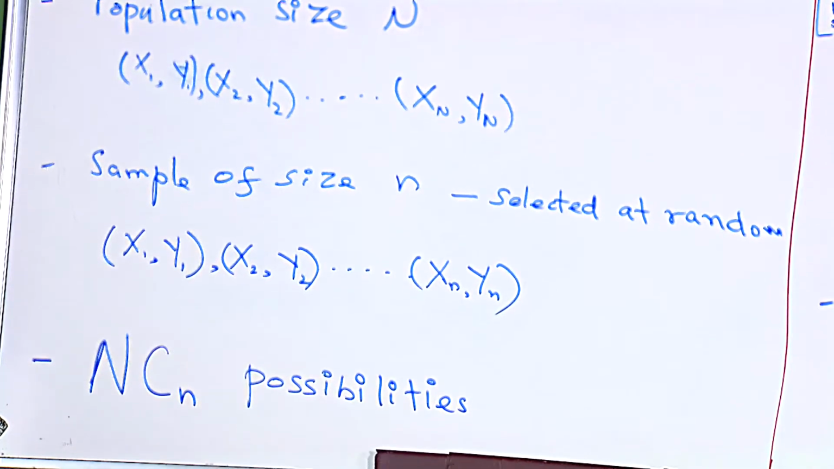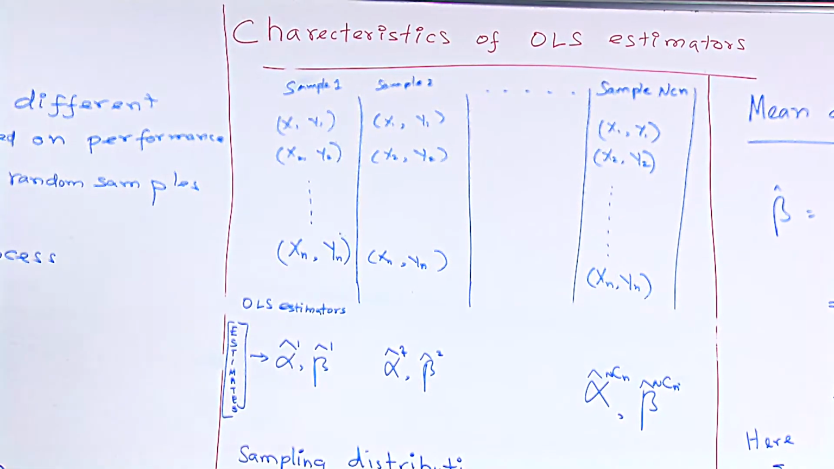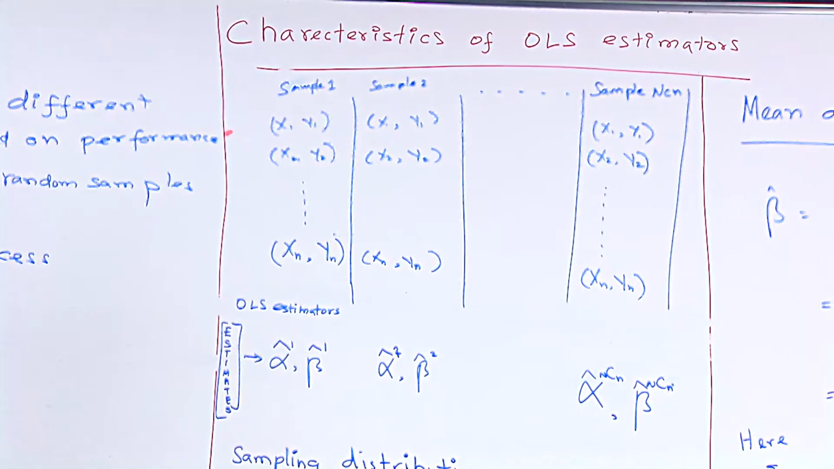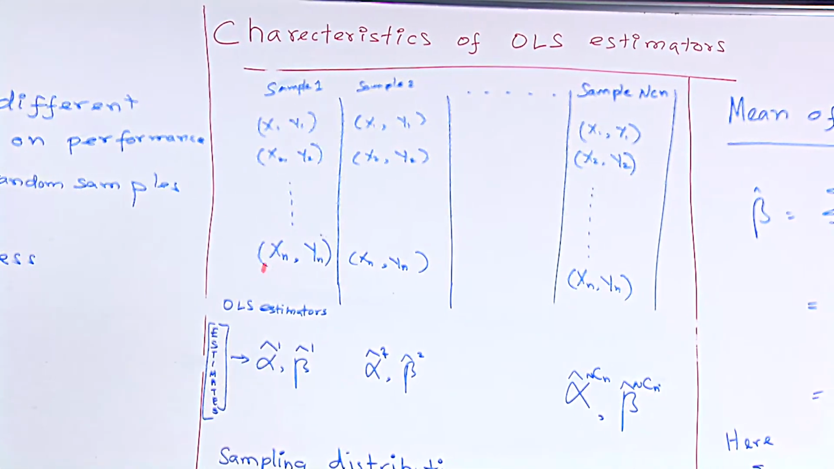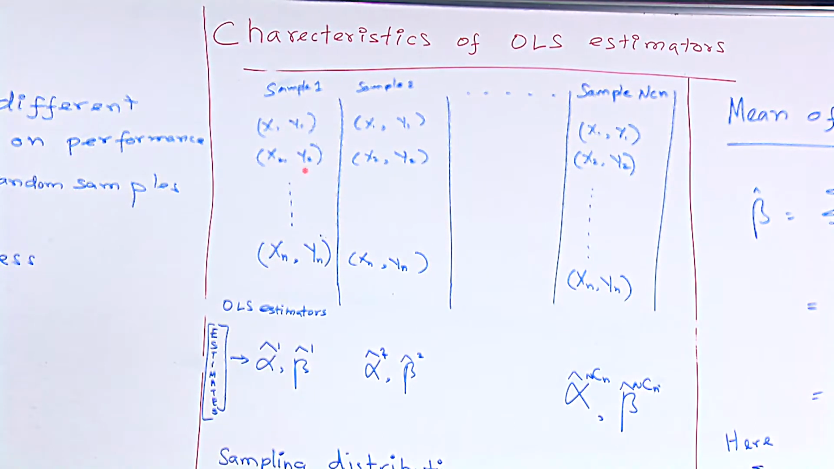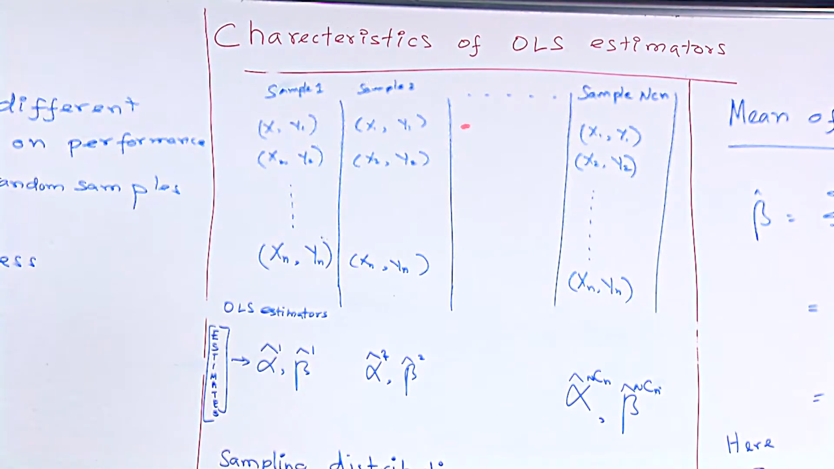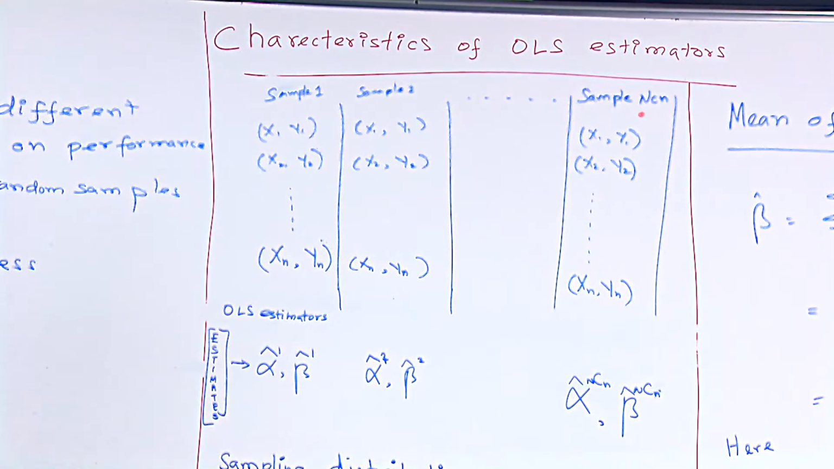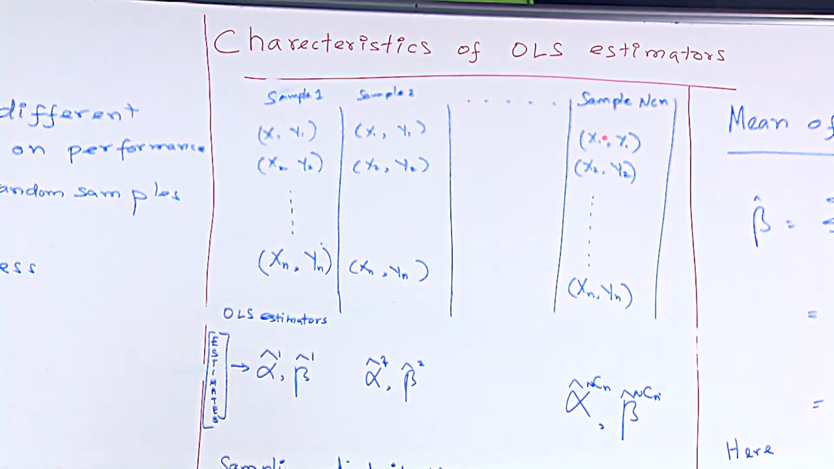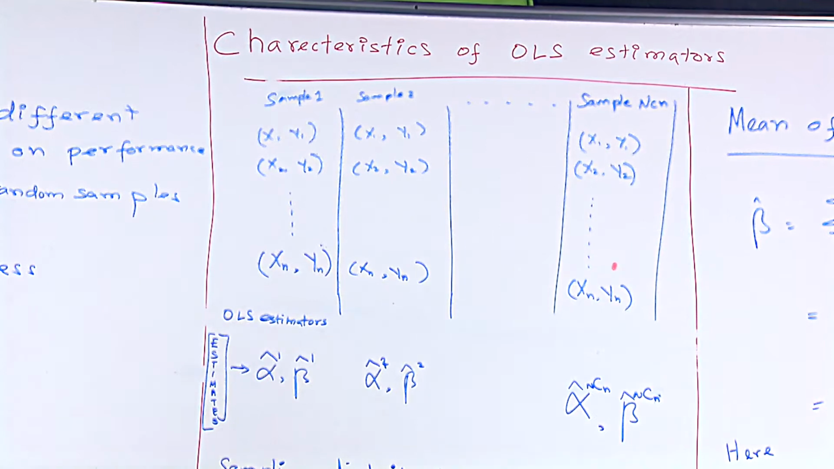possibilities. Let us take those NCn samples. Here, the sample 1 is x1 y1, x2 y2, up to xn yn. This is the first sample. We may have a second sample. This may go up to NCn cases. This is the sample of the last possibility.